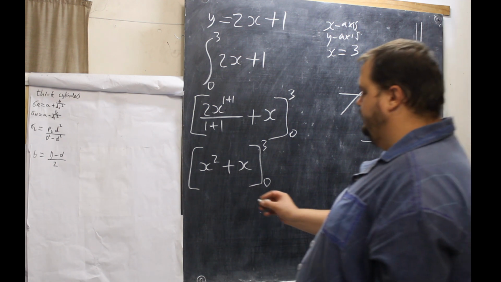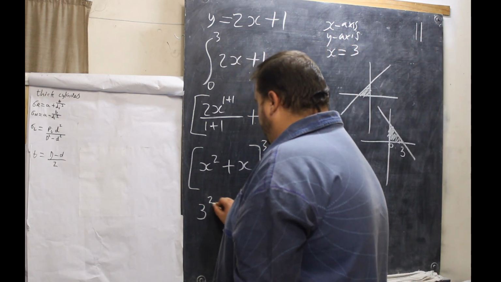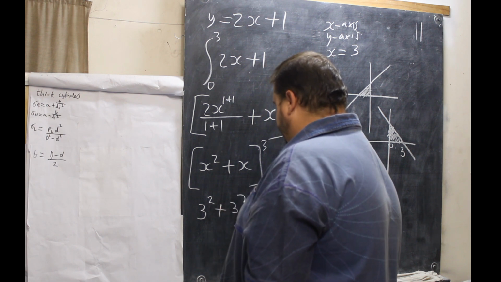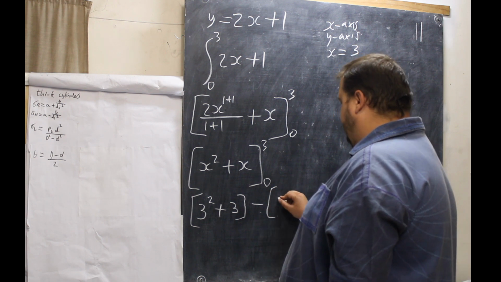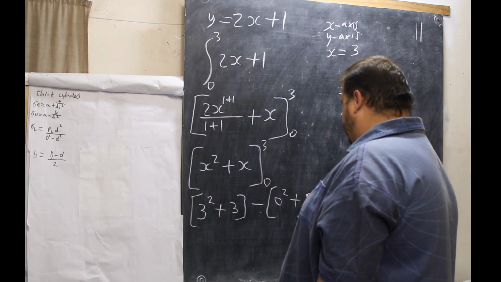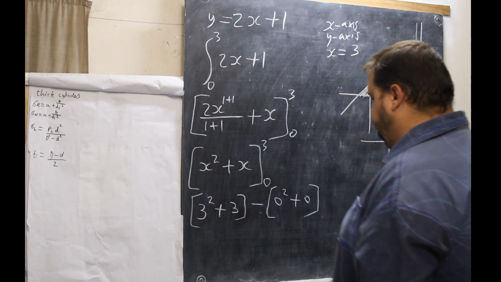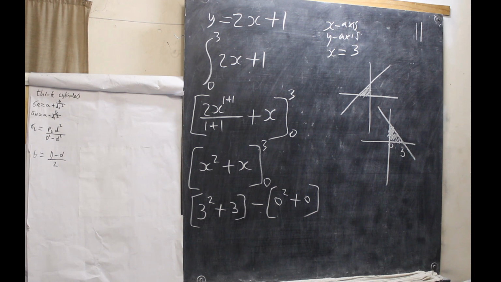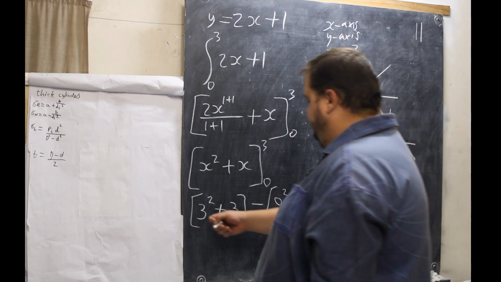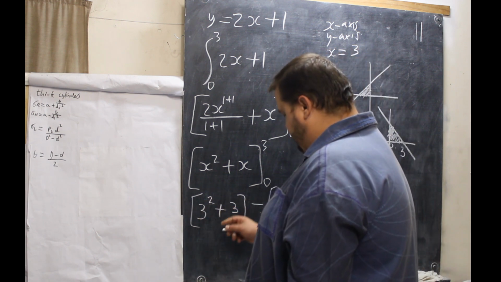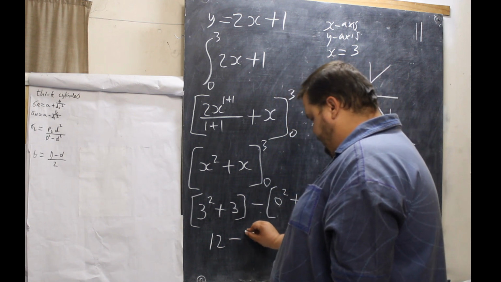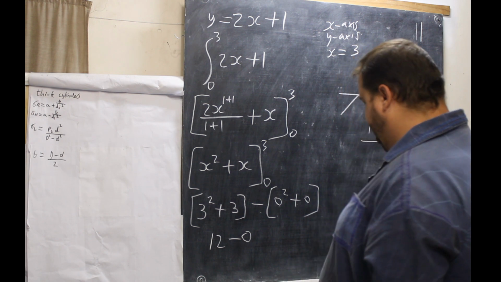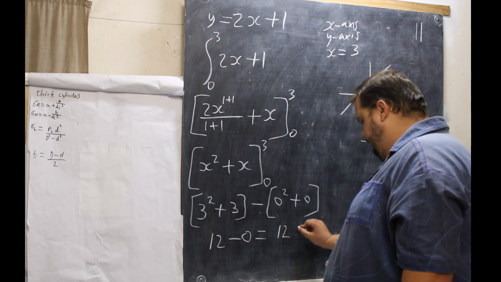So now what we need to do is say 3 squared plus 3 minus, this is how you calculate area, 0 squared plus 0. That is how you calculate this. So, 3 squared is 9, 9 plus 3 is 12. 12 minus 0 squared is 0, plus 0 is still 0. So it's 12. So this equals 12 units squared.